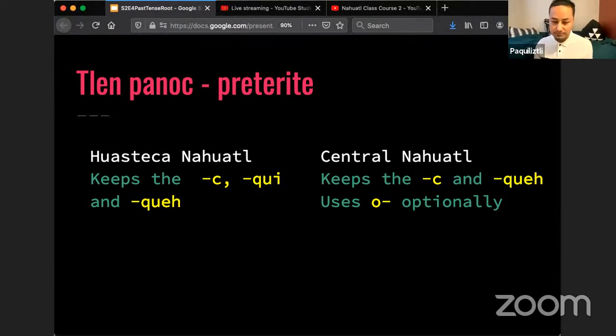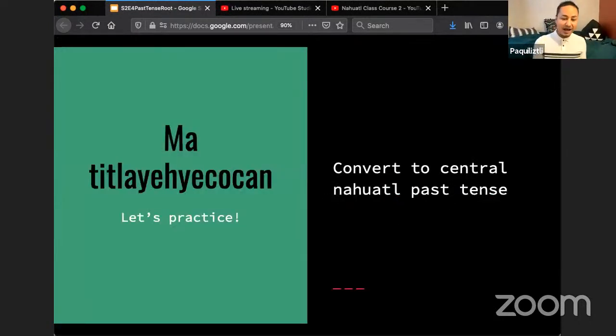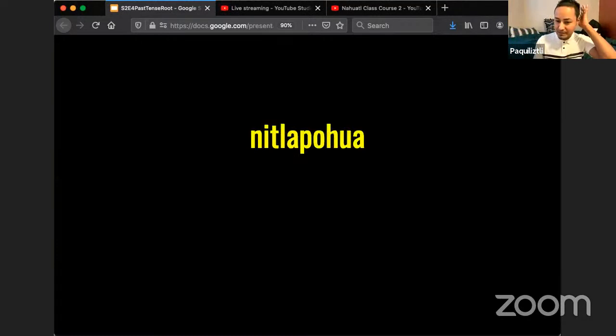It's optional. All right, so I am now going to ask you to convert these Huasteca phrases into the past tense of the Central variety, let's say Central Nahuatl. So you're able to identify the difference, or at least create it. So nitlapoa. First you can think about it in the Huasteca way, and then tell me how you would say it in Central Nahuatl in the past tense. When I say Central, this means like Guerrero or closer to the Central Valley, so closer to Mexico City.